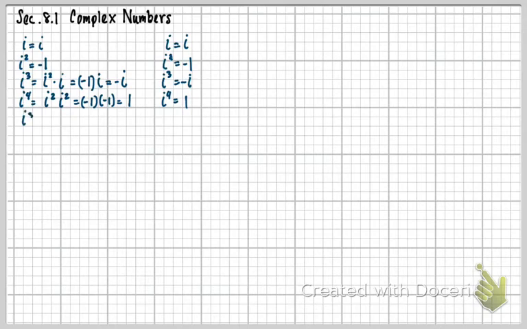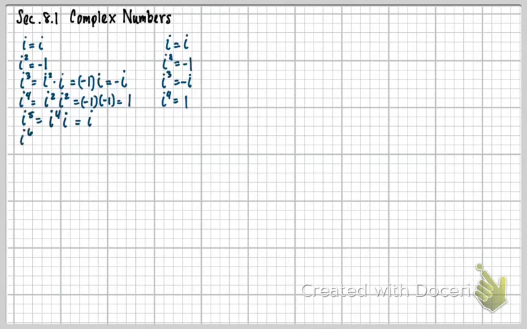So now i to the fifth. Let's take a look at that one now. That's really i to the fourth times i. And i to the fourth, if you look at the previous one, equals 1. So therefore, this is 1 times i, which is i.